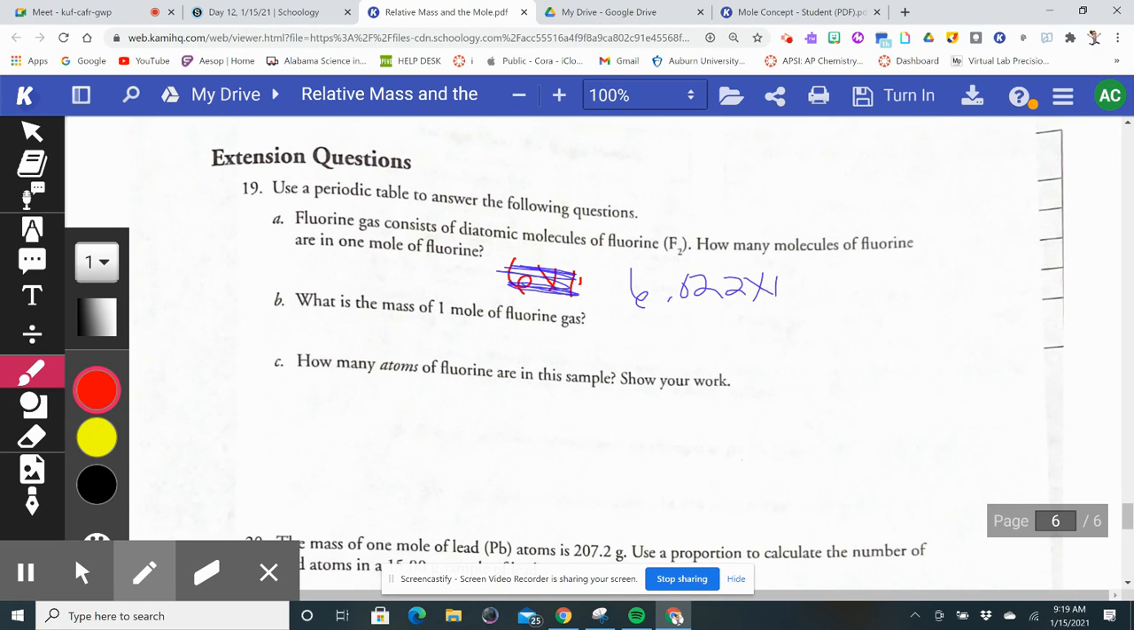6.022 times 10 to the 23rd molecules. We're not talking about atoms anymore. We're talking about molecules, so do your units correctly.